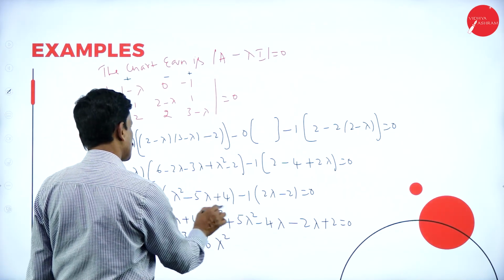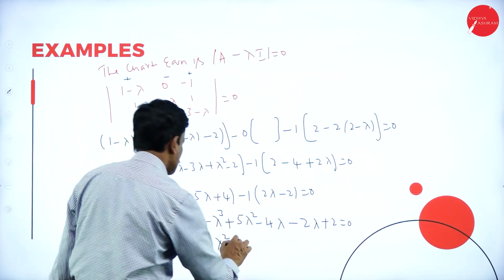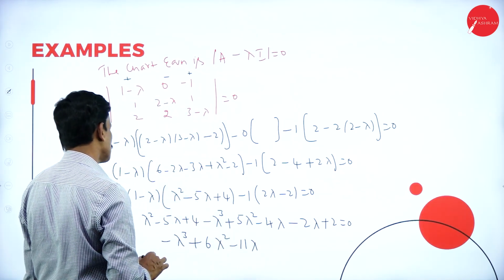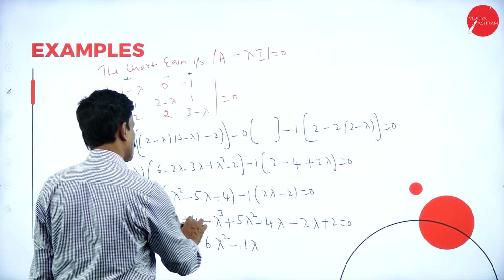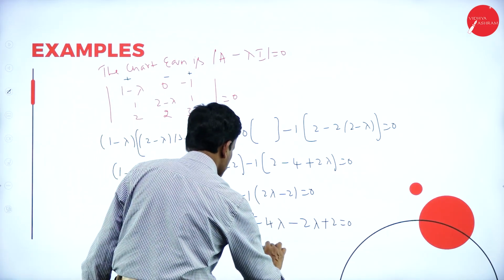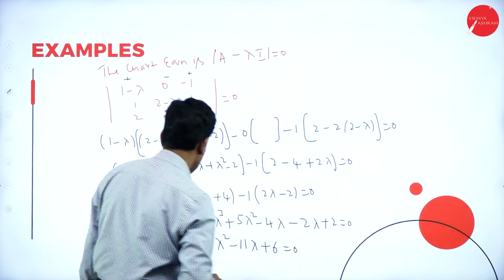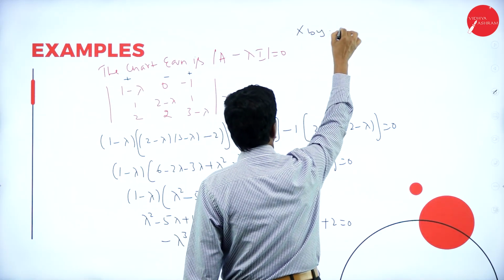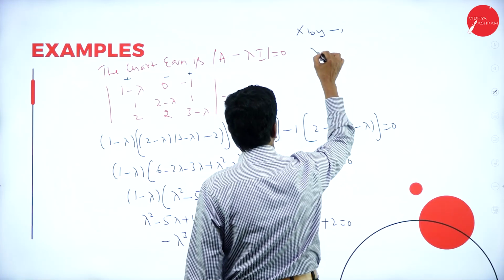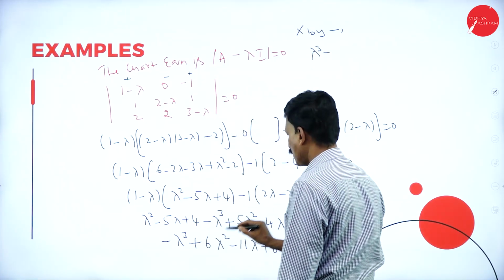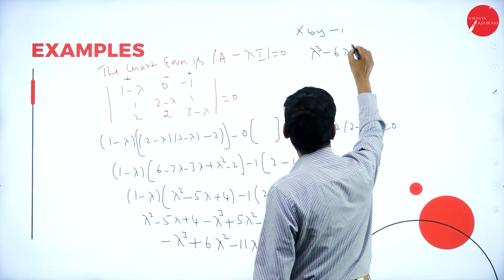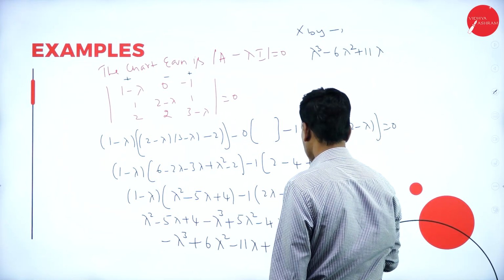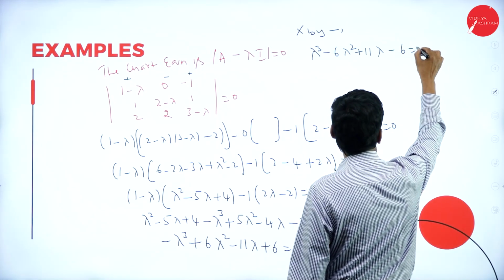So minus 5 minus 4 is minus 9, minus 9 minus 2 is minus 11 lambda, and the constant, what are the constant terms we have? 4 plus 2, 4 plus 2 is 6 is equal to 0. Now multiply by negative sign, what will you get? Lambda cube minus 6 lambda square, minus into minus plus 11 lambda minus 6 is equal to 0.